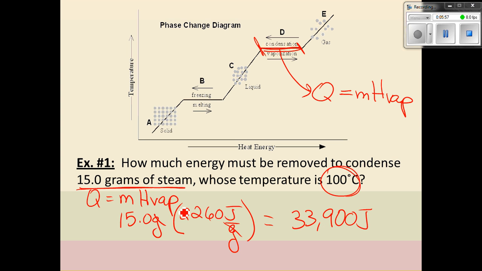Now, since it needs to be removed, this is a negative value since it's exothermic, so you can say that Q is negative 33,900 joules. And I'll answer that amount of energy that needs to be removed from 15 grams of steam in order to get it to condense back into the liquid phase.